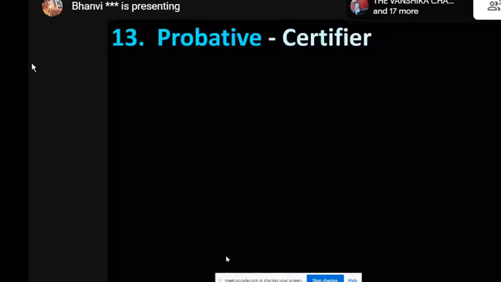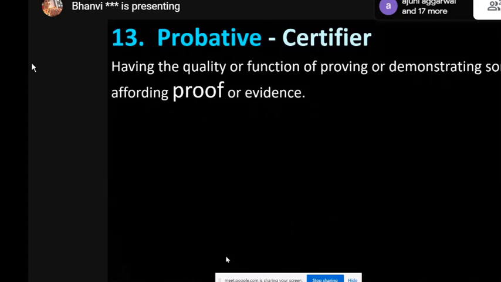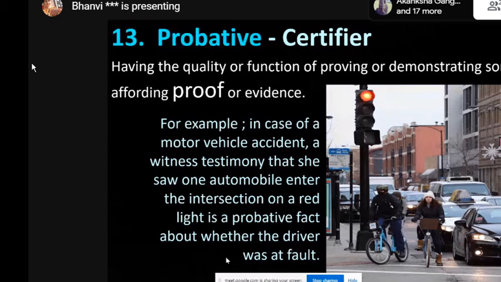Next is probative, which means having the quality or function of proving or demonstrating something, affording proof or evidence. In Hindi, we can say probative as gawah. For example, you can see here, in case of a motor vehicle accident, a witness testimony that she saw one automobile enter the intersection on a red light is a probative fact about whether the driver was at fault.